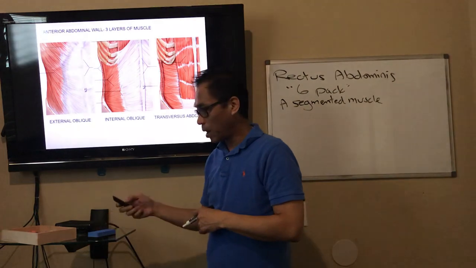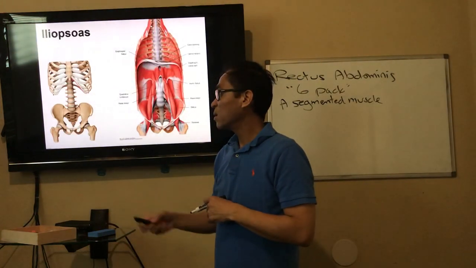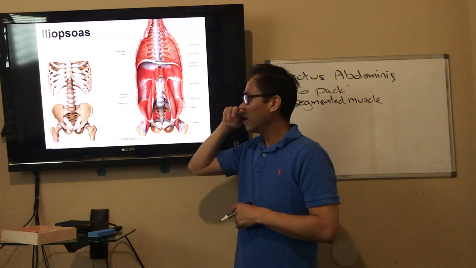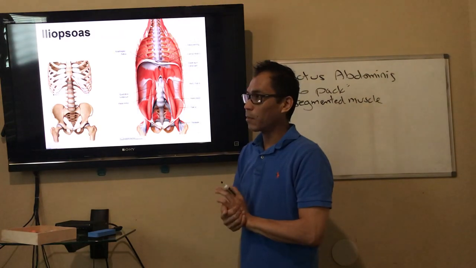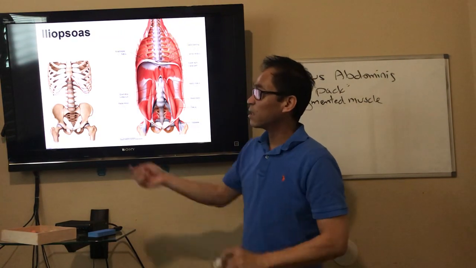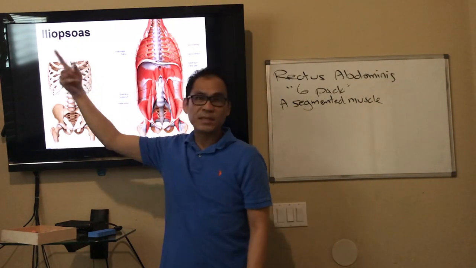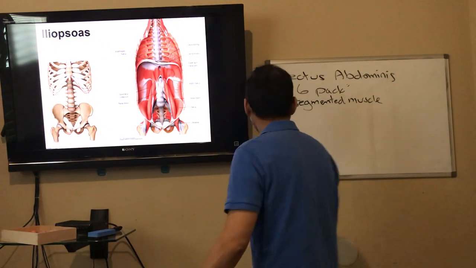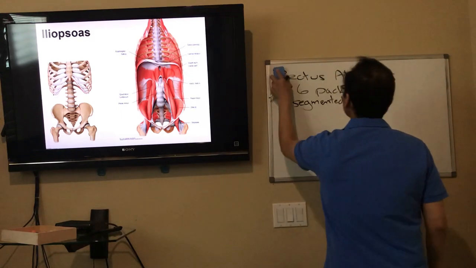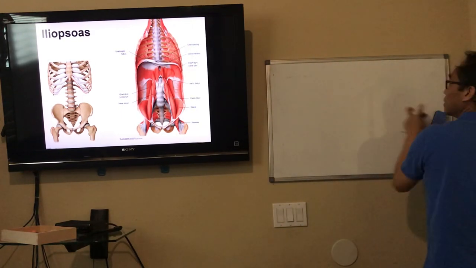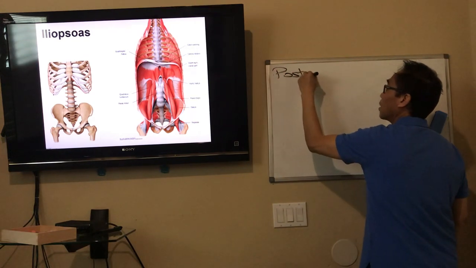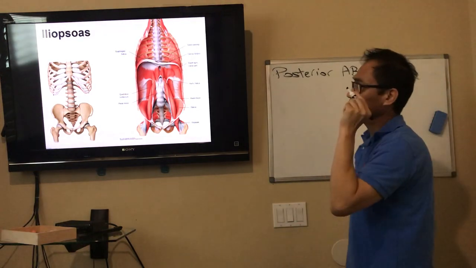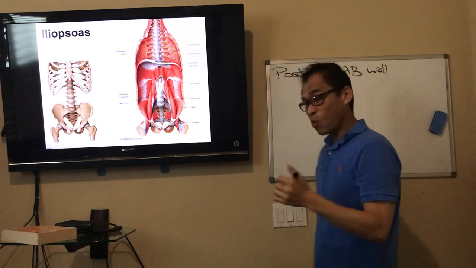I'm going to move on to the posterior abdominal wall. Looking at the skeleton, if you throw in muscles in the back, you can see there are some muscles back there. The only posterior abdominal wall muscle I want you to know is the iliopsoas. That's pronounced iliopsoas. The P is silent. People commonly mispronounce it, but it's iliopsoas. Posterior ab wall: one muscle, iliopsoas. It's actually two muscles in one.